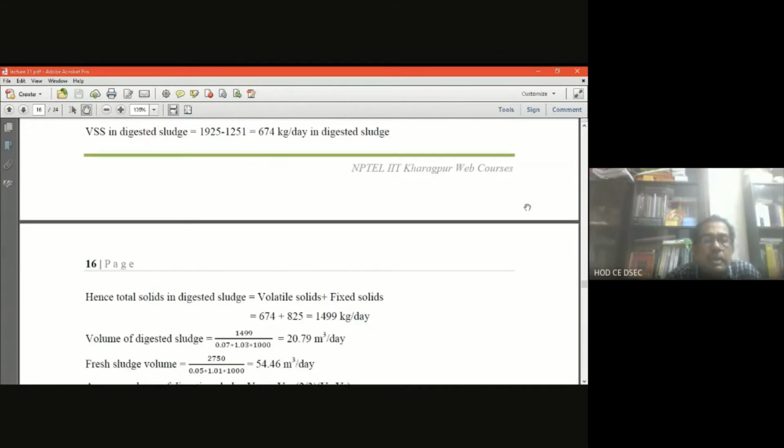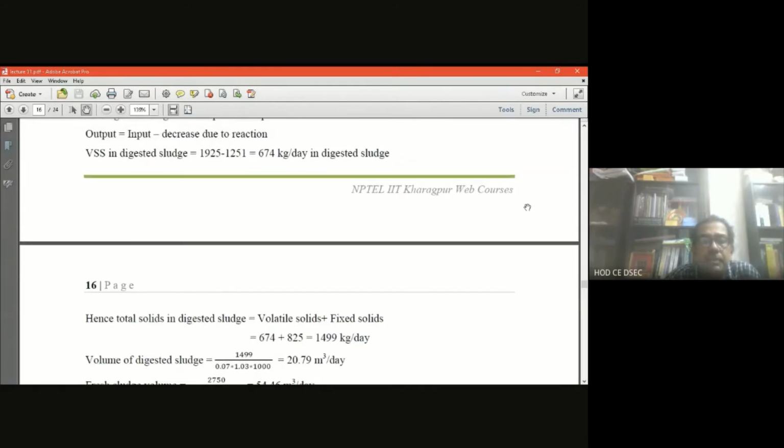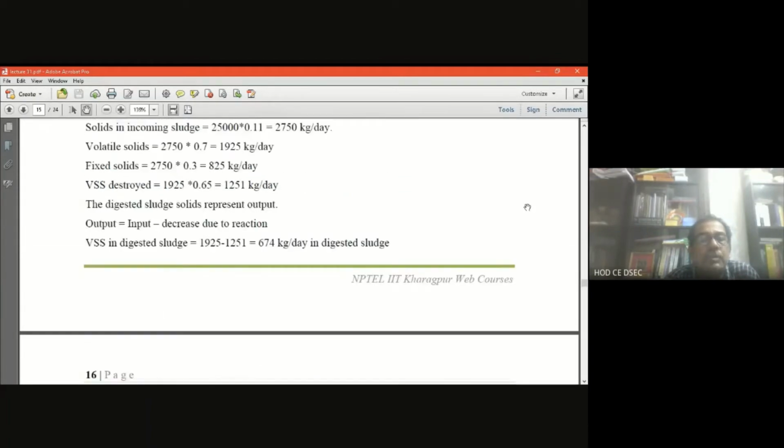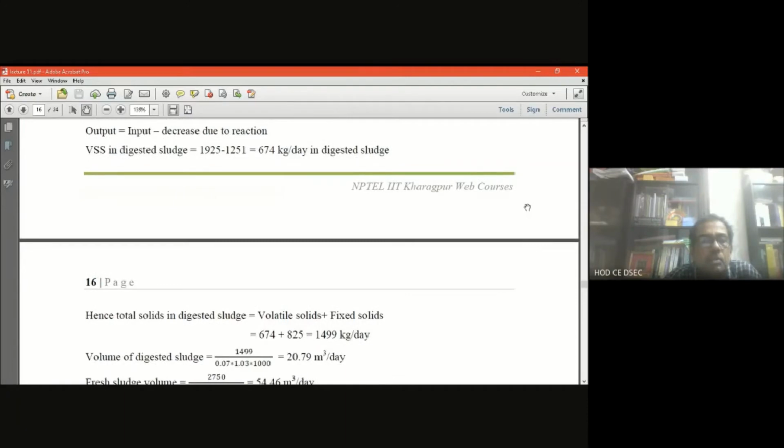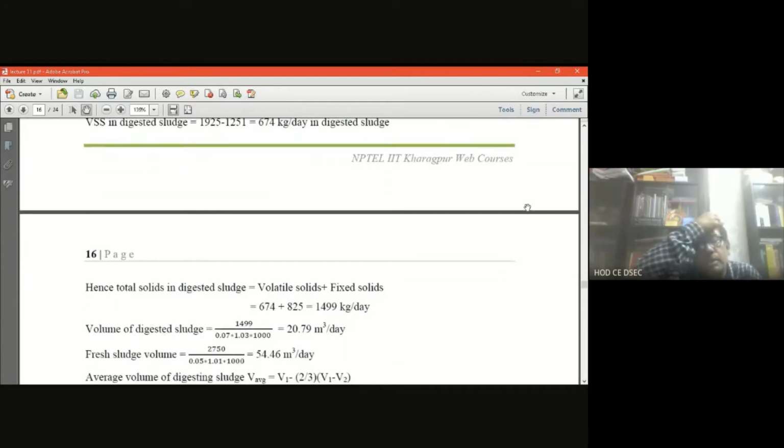So the total solids in digested sludge: volatile is 674 after taking care of the destruction, plus the fixed solid portion, which we know is 825 kg per day. So the total solids in digested sludge is 1499 kg per day. That is the total solids in digested sludge.